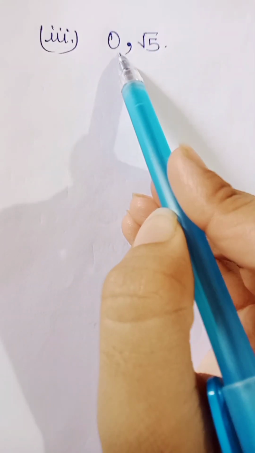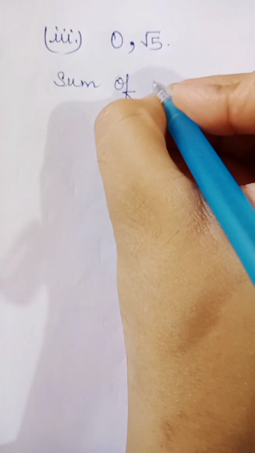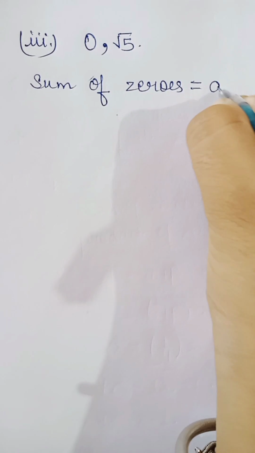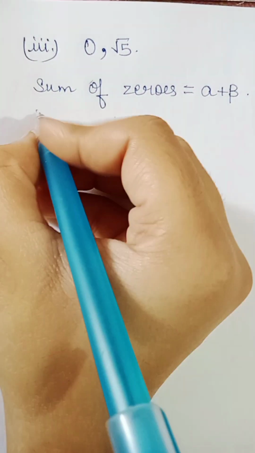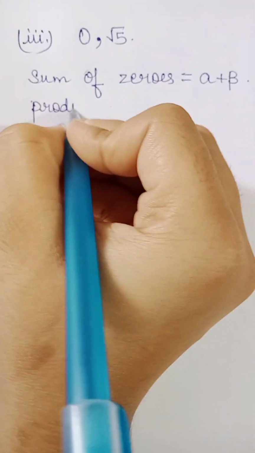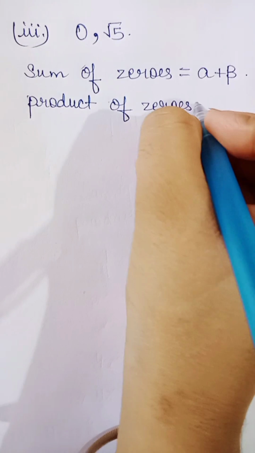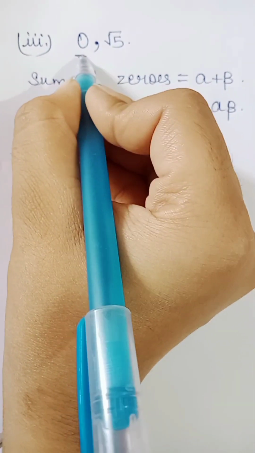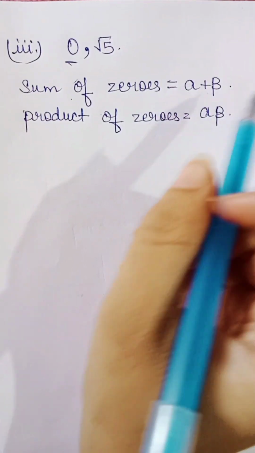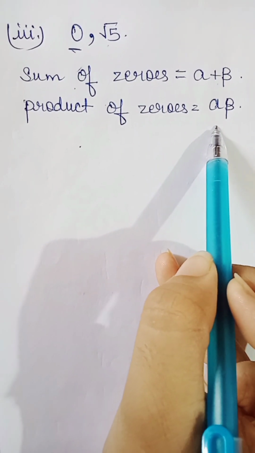Now the third part is 0 comma under root 5. So we can write sum of zeros means alpha plus beta, and here product of zeros can be written as alpha into beta. Now let us consider 0 as the sum of zeros, alpha plus beta, and let us consider root 5 as the product of zeros, that is alpha into beta.